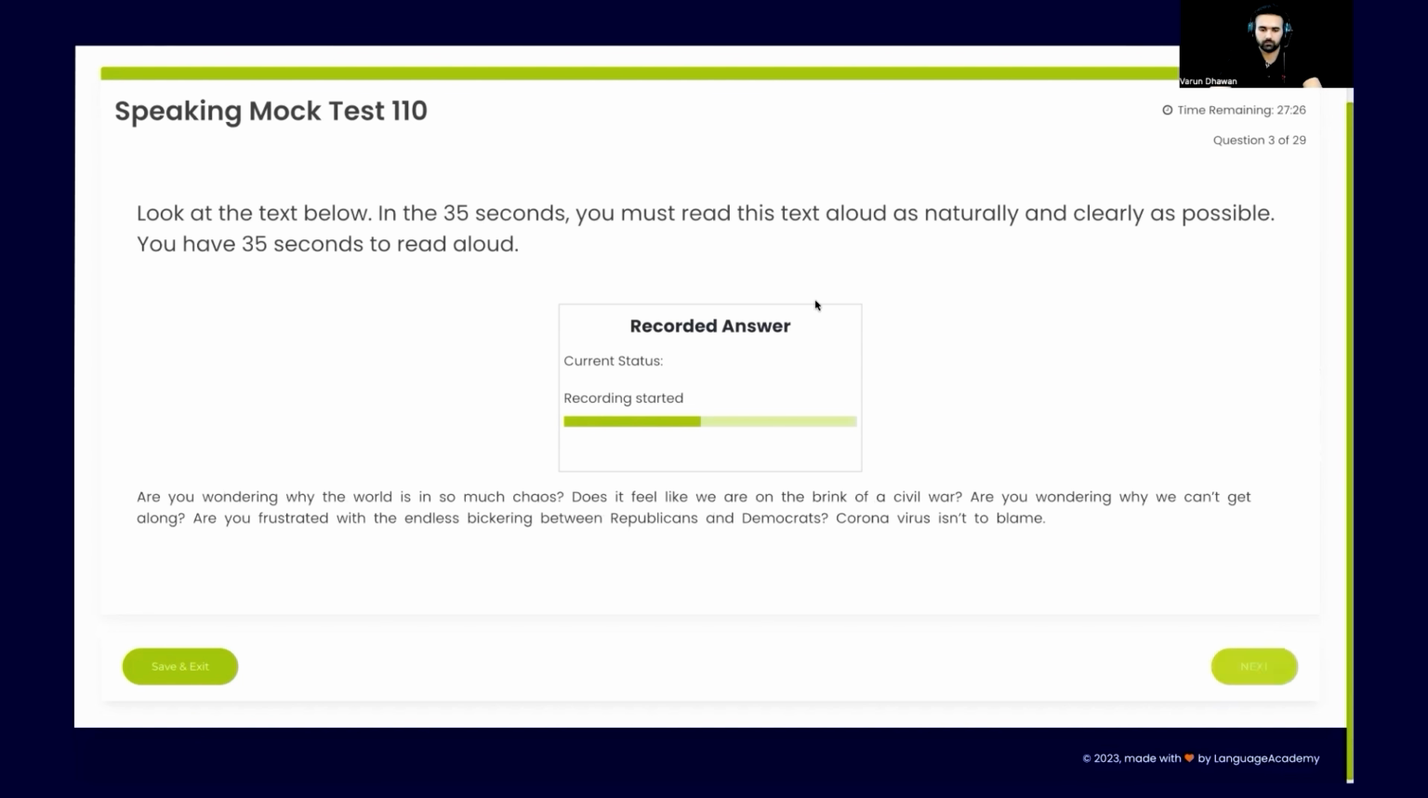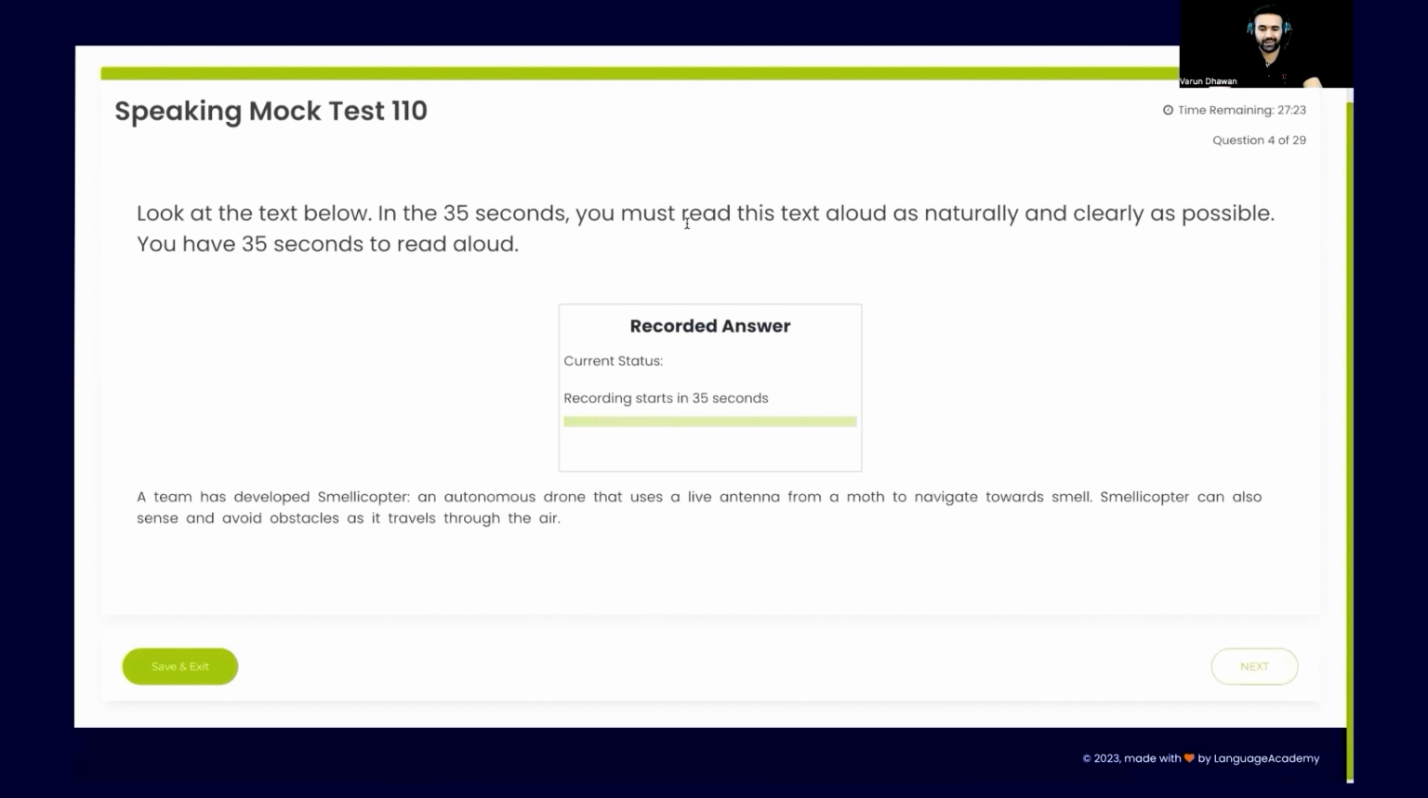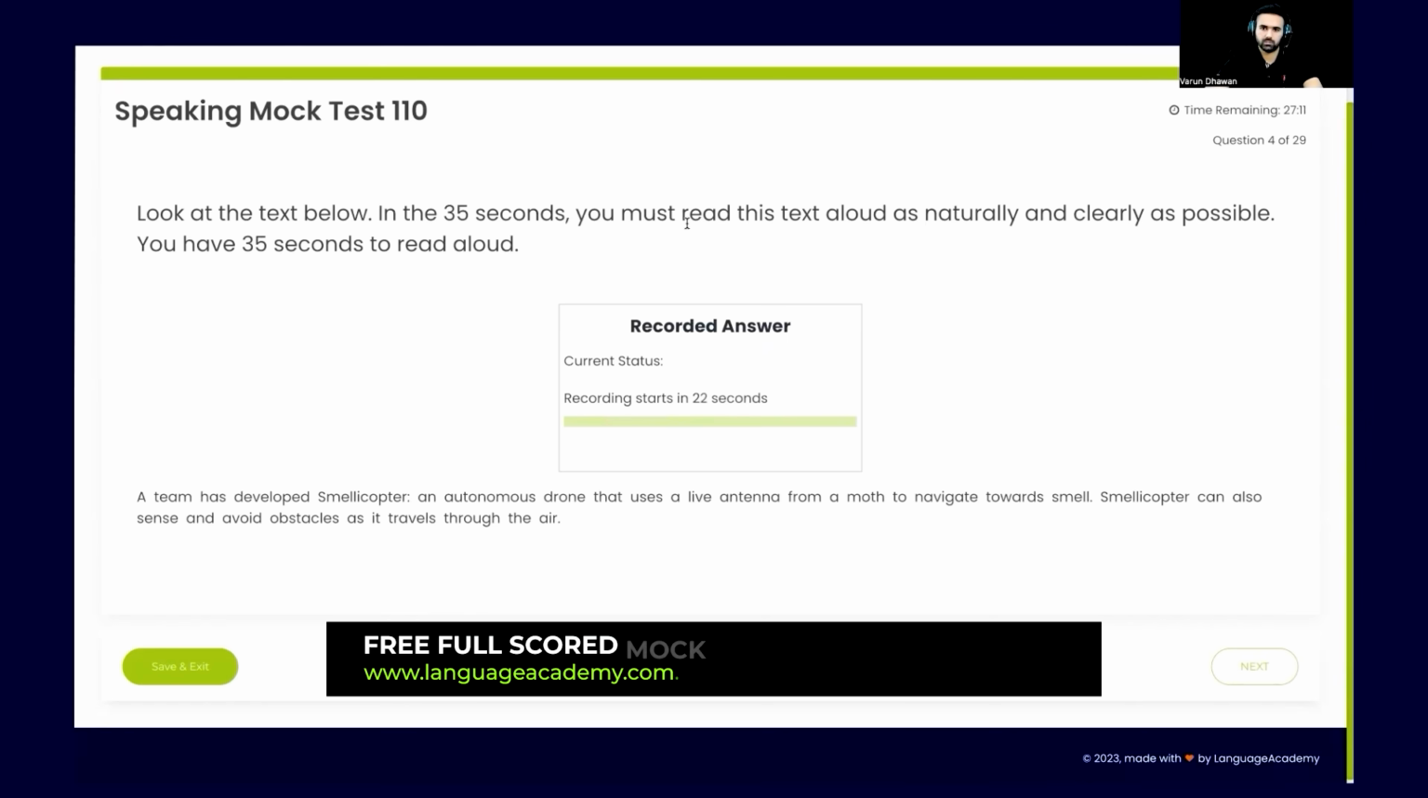Coronavirus isn't to blame. I corrected myself once. You should avoid it. Do not self-correct. But sometimes it's not possible. It's natural. So yeah, don't stress. If you make a mistake, go with it. In read aloud, repeat sentence, one, two or three mistakes, fine, don't stress.